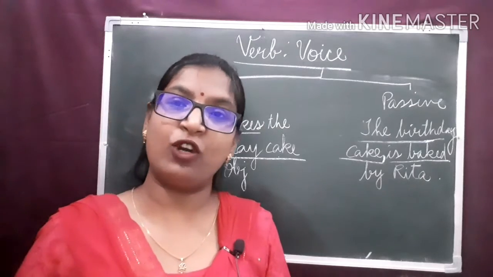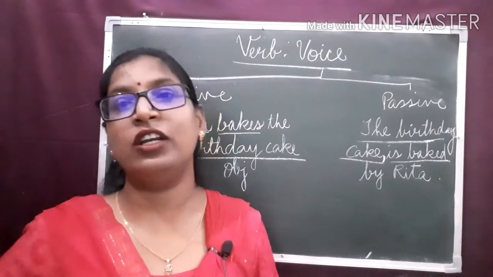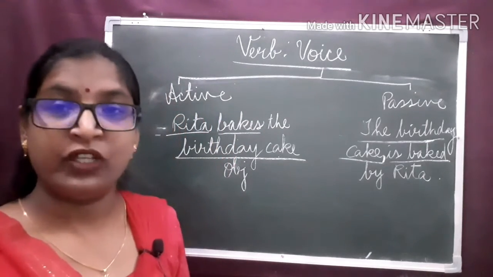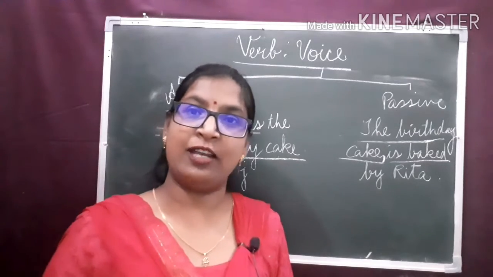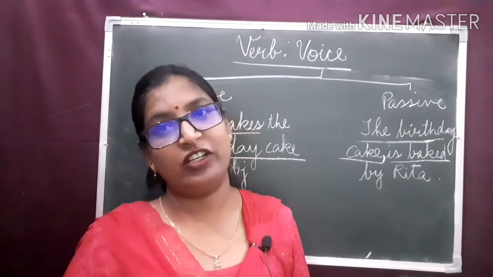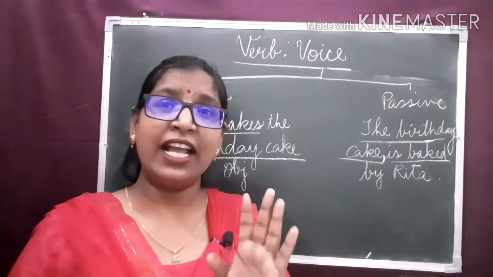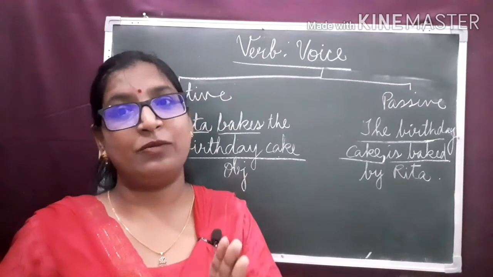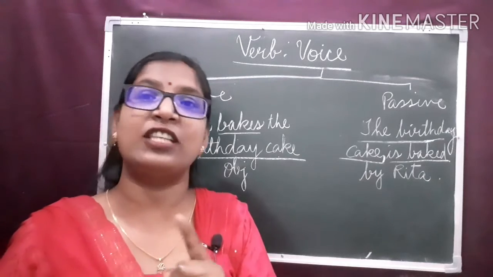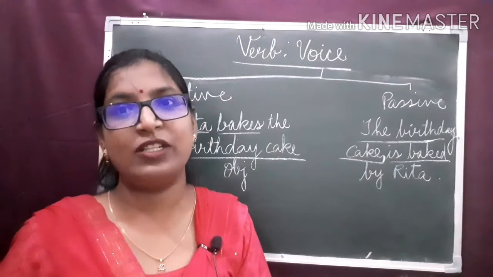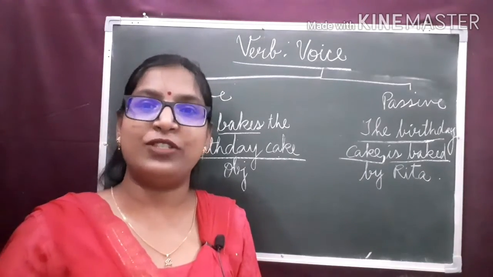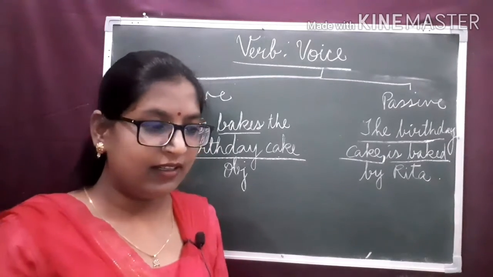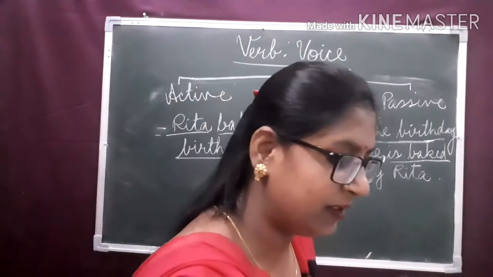Verbs in active voice can be either transitive or intransitive. In an active sentence, the verb can be transitive. Transitive means a verb which is having an object, and intransitive means a verb which is not having an object. Let us understand this through the example.